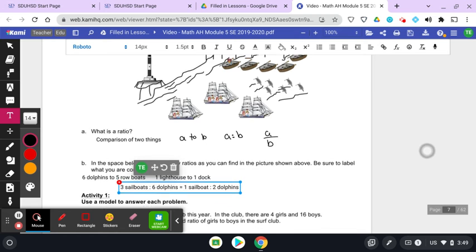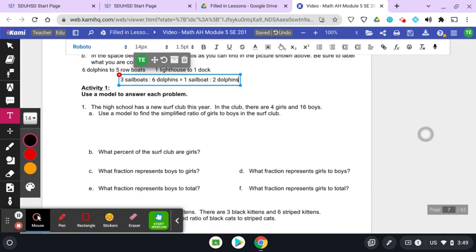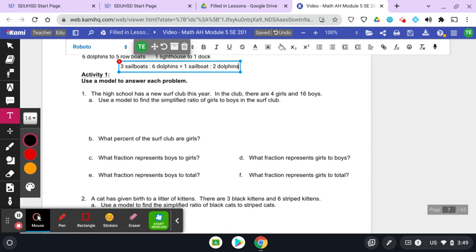Okay. So ratio, comparison of 2 things. Okay, activity 1. The high school has a new surf club this year. In the club, there are 14 girls and 16 boys. Use a model to help find the simplified ratio of girls to boys in the surf club. So you can do a model, or you can draw it, or you can do a chart. I like to do a chart, so I'm going to go ahead and do a chart.